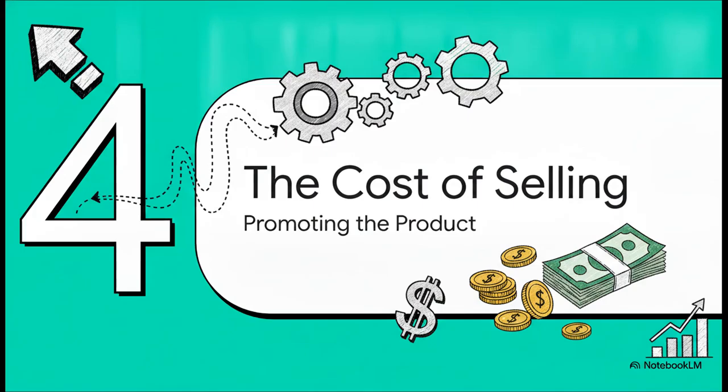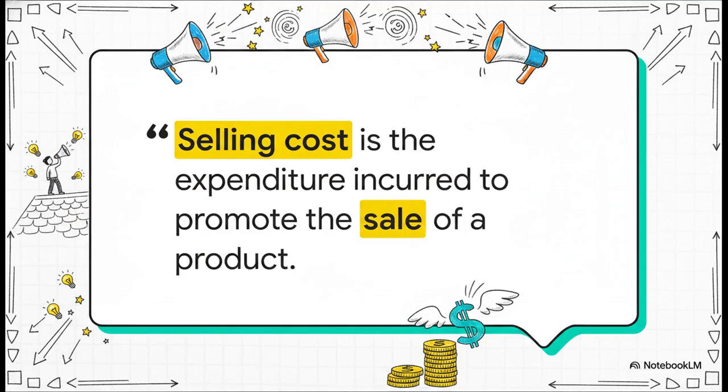Let's dive into Section 4, the cost of selling. All right, so creating that differentiation and then actually convincing you to buy it requires a massive financial engine. The textbook definition here is absolutely critical to understand. Selling cost is the expenditure incurred by the firm to promote the sale of its product through various sales promotion measures. In monopolistic competition, just making a great product isn't going to cut it.